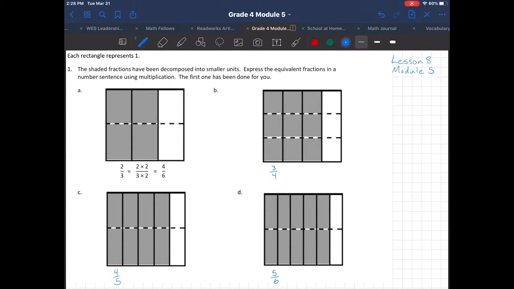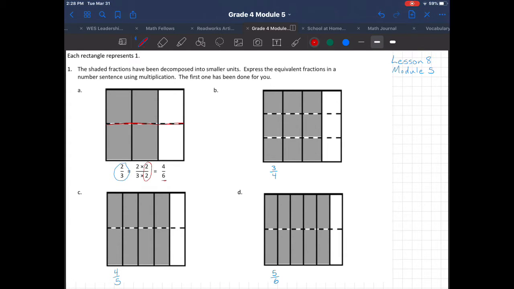So on this first one here, we started with 2/3, and then they broke it apart. And that doubled the number of pieces, so we multiplied by 2/2, and our equivalent fraction is 4/6.